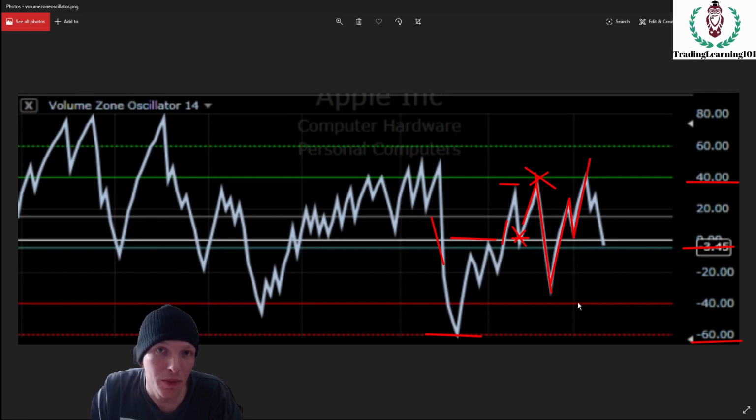There's many different ways to look at this volume zone oscillator, and that's why I like looking at it and plotting it on multiple time frames to get a general idea of what the trend is on a stock and what the strength is on the bullish side and on the bearish side. You could simply just use this as another tool to help you as a day trader and a swing trader.